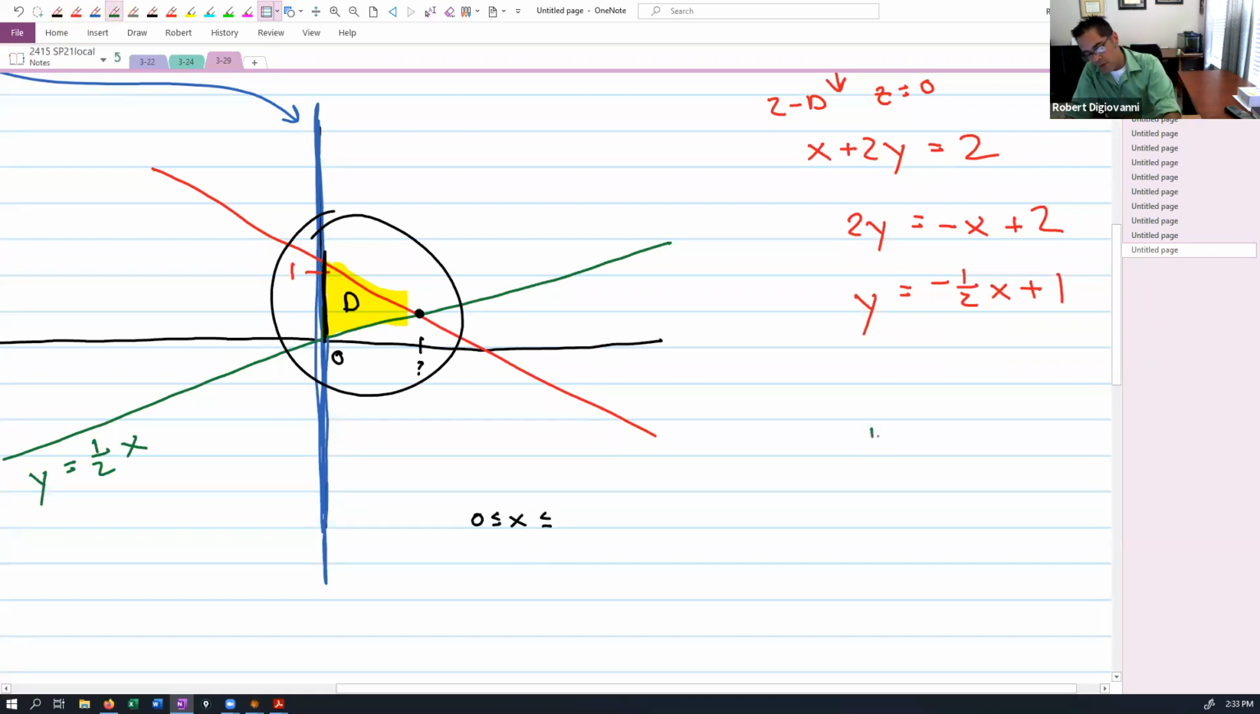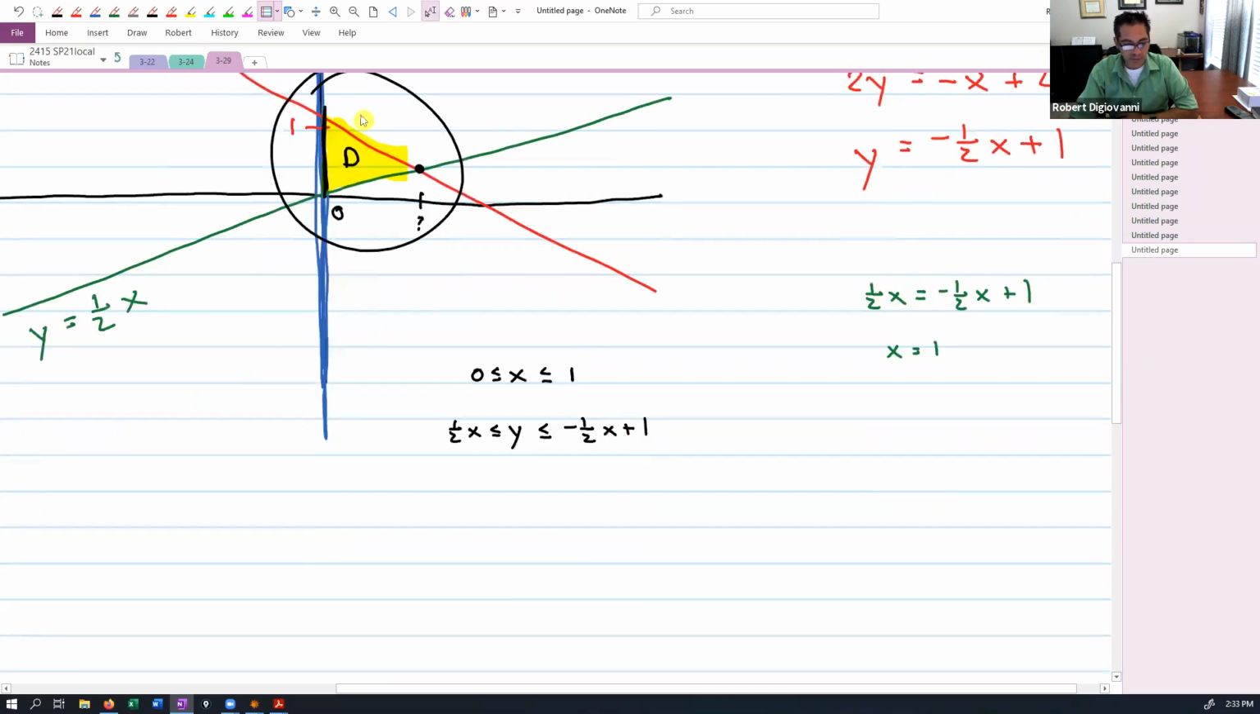If I set 1/2 x equal to -1/2 x plus 1, and move that over to the other side, you get x equals 1. They hit each other at 1. So this would be 1. The y is stuck between, let's see, the green line's on the bottom, so this is 1/2 x, and the red line is on the top, and that's -1/2 x plus 1. Those are our limits. So this is our type 1.